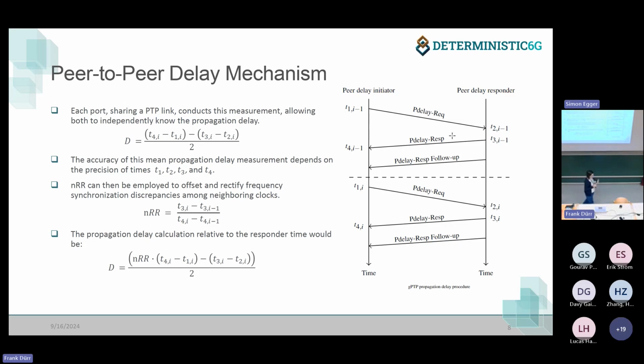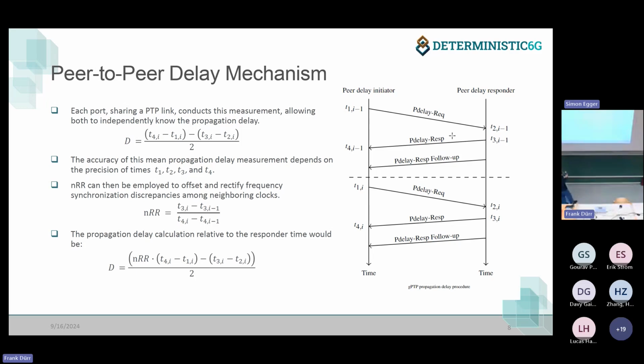Now the initiator, given these 4 timestamps, can calculate the propagation delay with this equation. That's the first equation. Now this is a very ideal system, considering that the 2 clocks are very accurately synchronized in frequency. In practice, we do not see that. So we have to account for the frequency offset that the 2 clocks have, and that would be achieved by calculating a neighbor rate ratio. Now, if we want to account for the propagation delay relative to the responder time, we have to calculate the rate ratio of the responder to the initiator, which is in this equation, the second equation on this slide.